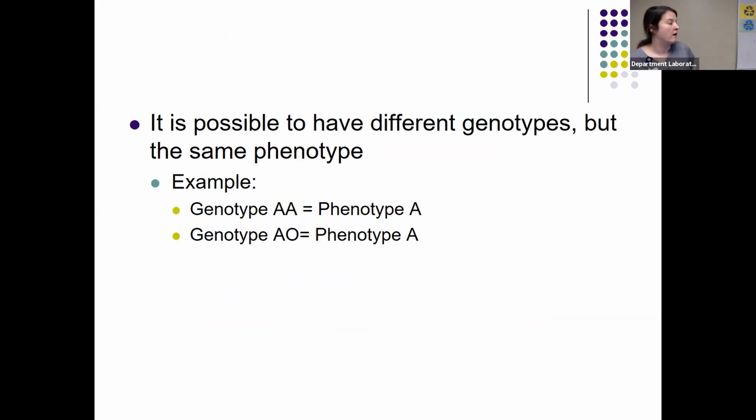And like I mentioned, you can have different genotypes but the same phenotype. So here's an example of that. Your genotype AA still has the same phenotype as an AO patient. Both have the same phenotype. And again, I want you to understand that with our serological testing, our tube testing that we do in blood bank, we cannot differentiate this, okay? We will only be able to know that they're phenotype A.